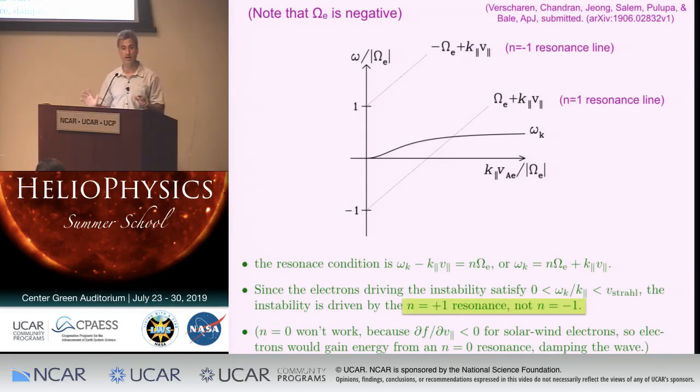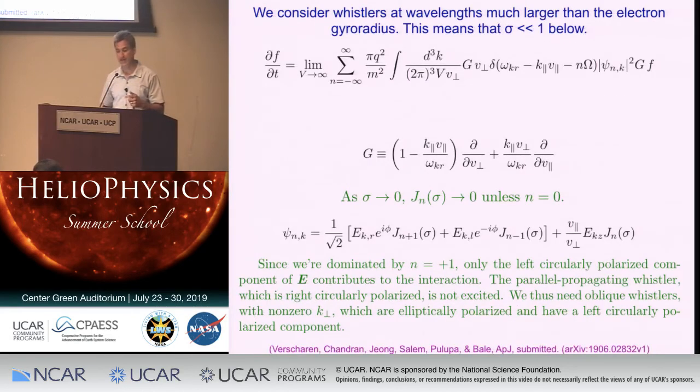We're going to try to stick in low beta plasmas to values of k perp rho that are small compared to one. And in that case, it's actually quite similar to the case we had in the ion cyclotron damping case where this argument sigma here is small, much less than one. So we want the Bessel function whose order is zero. Since we only have the n equal one resonance, we want a wave with a left circularly polarized component of the electric field.